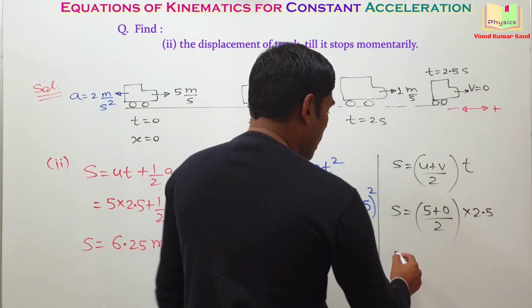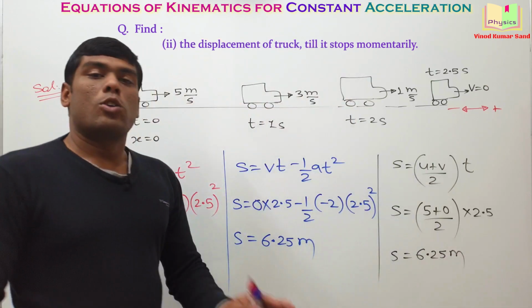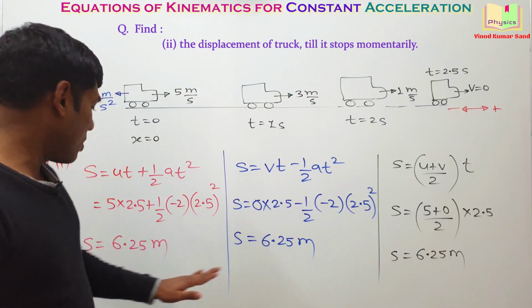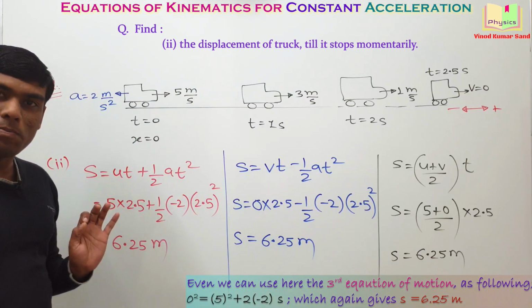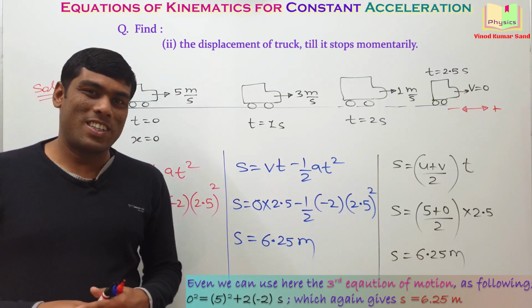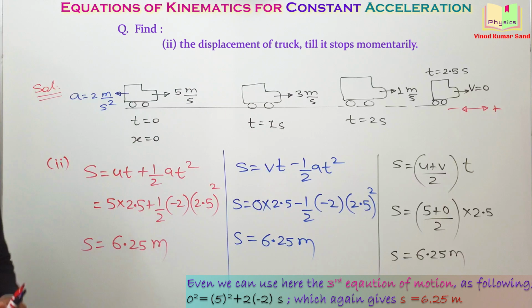Getting it? S comes out to be 6.25 meter. So you can use any format of the equation as per your convenience. Your answer will come out to be the same. Done. Play with the equations. You'll learn a lot. Note it down. Then we'll go for the third part of the question.